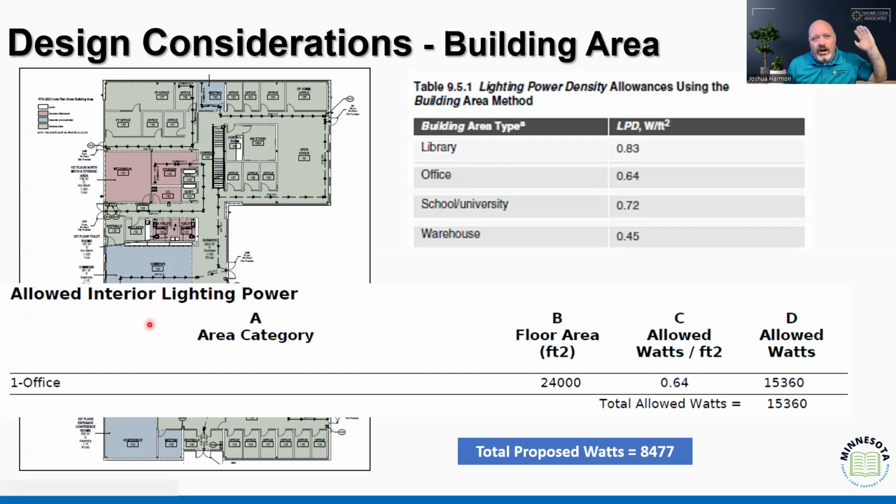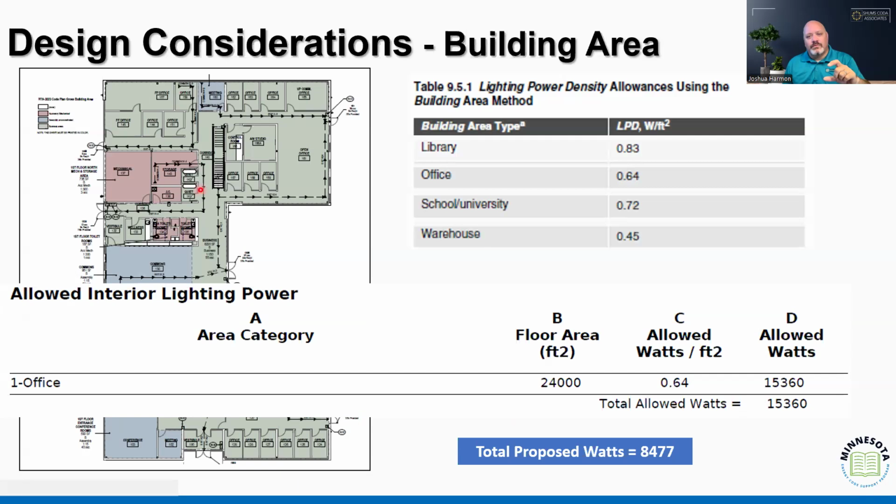They said, let's just call this all office. And we're going to use 24,000 square feet of the building. We're going to give it the 0.64 watts per square foot, give us 15,000 available watts, and we're only going to use 8,000 in our proposal. This is where we start to have that conversation about you as a building official making certain decisions. Is this all going to be office? Do we think that that is an accurate description of that design? And ultimately, I think that is a conversation for a longer day.